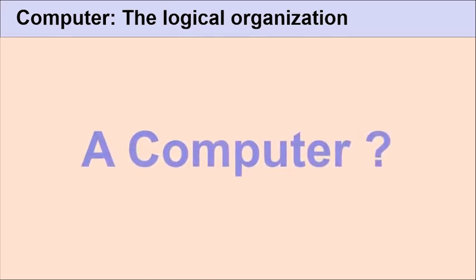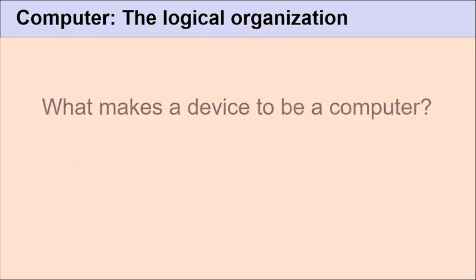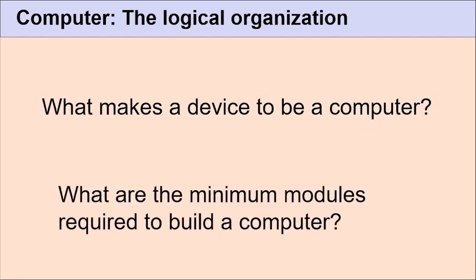We have discussed that computers may appear in different forms. They may appear in different places. They may be intended to do different types of tasks. But what makes a device a computer? What are the minimum components or modules that are required to build a computer?